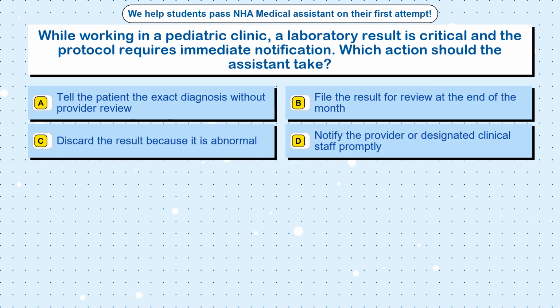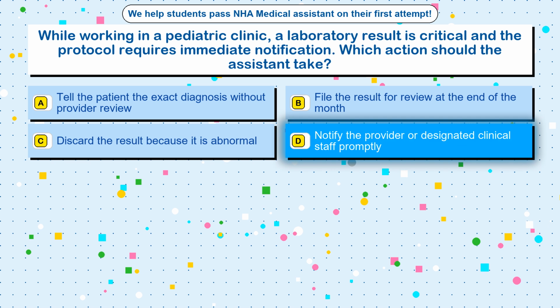Question 91. While working in a pediatric clinic, a laboratory result is critical and the protocol requires immediate notification. Which action should the assistant take? Option A, tell the patient the exact diagnosis without provider review. Option B, file the result for review at the end of the month. Option C, discard the result because it is abnormal. Option D, notify the provider or designated clinical staff promptly.